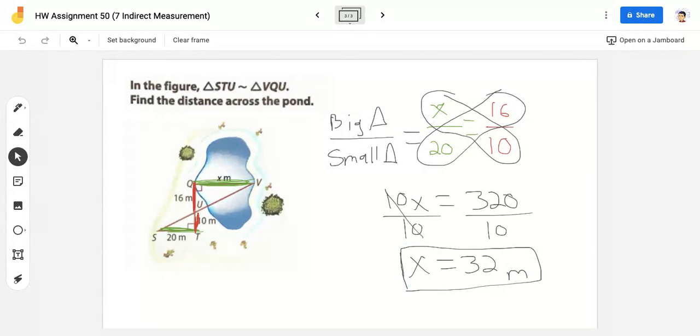Hey, that's all that it is. We're still sticking with that idea of similar triangles and moving forward with it.